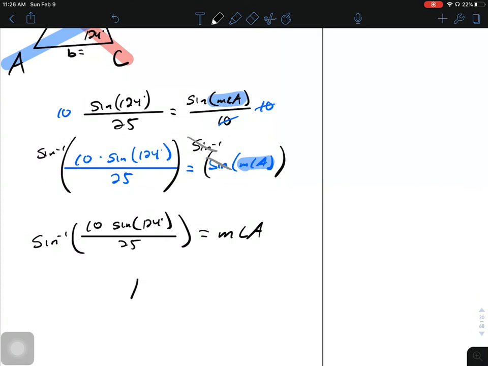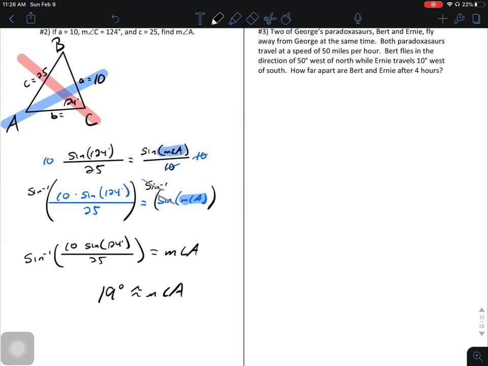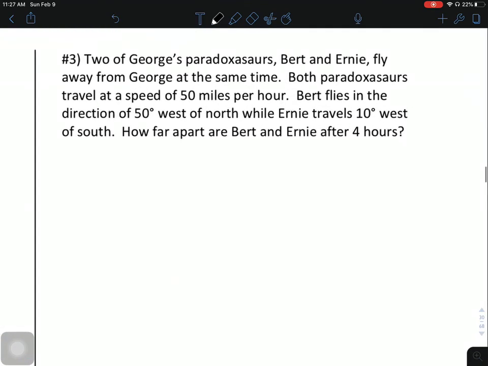You would find to the nearest degree, this is about 19 degrees. Which seems reasonable since the smallest side, 10, is much smaller than 25, and the biggest angle is 124. It's all good. Now, let's try this last one.